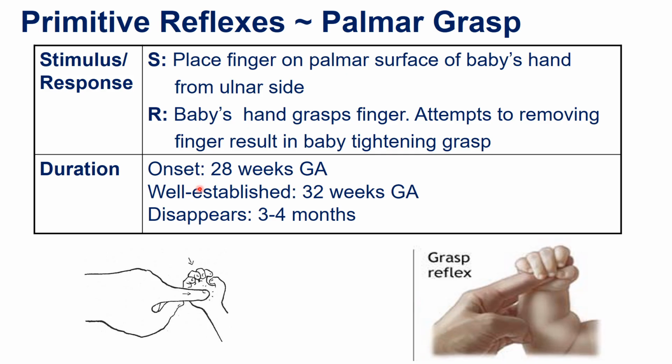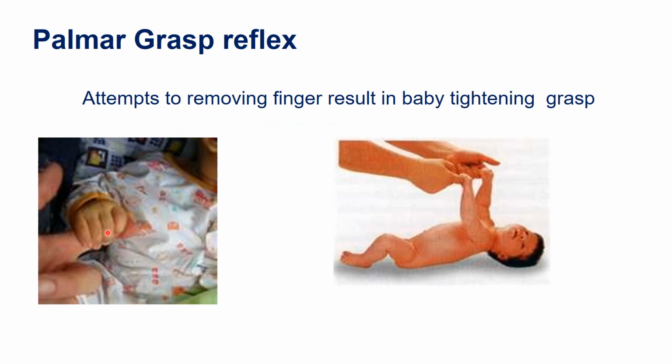So this reflex onset is at 28 weeks, well established by 32 weeks of age, and disappears by 3 to 4 months of age, because this grasp is very strong. If the baby also catches a snake, then the snake will die, because this grasp is so strong. So here the baby grasps, and the mother is trying to remove the finger, but if you try to struggle, the grasp will be more tight. So this is palmar grasp reflex.